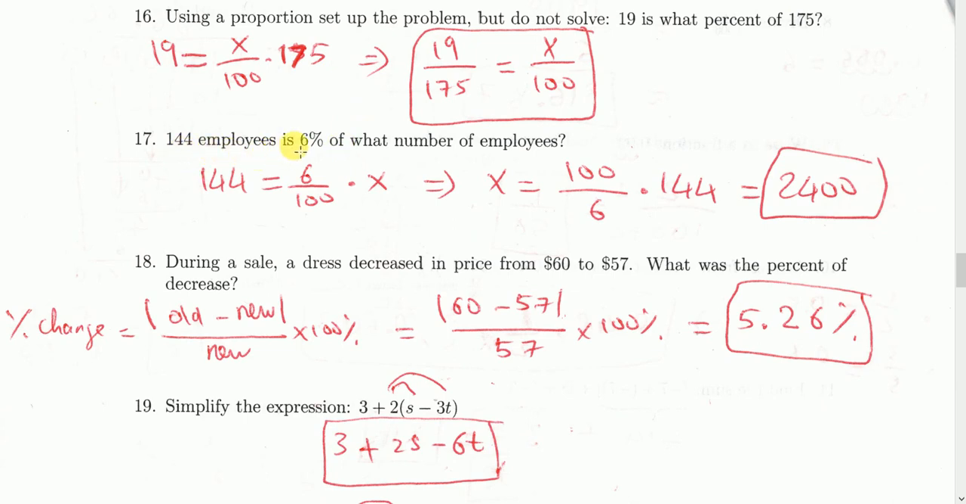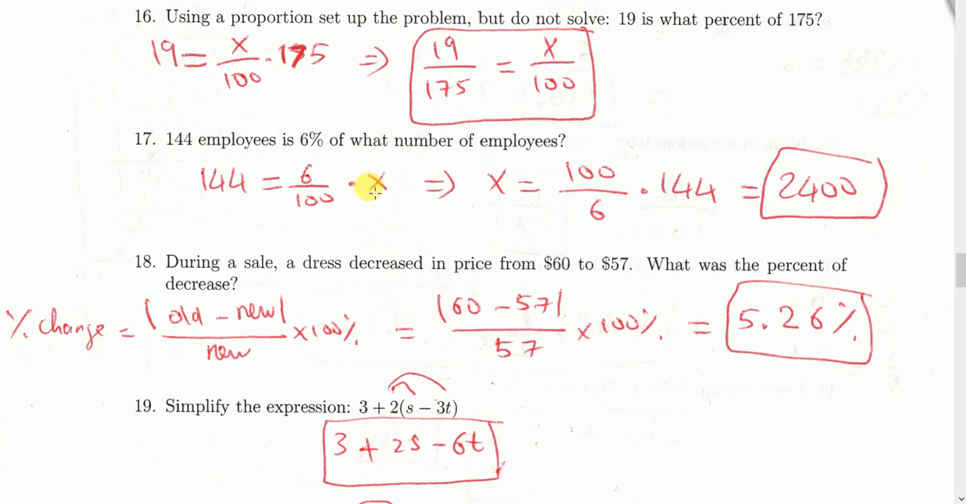Okay. So a similar question. 144 employees is 6% of what number of employees? So 144, you write that 144 again. Is equal to 6%. Percent is per 100, so 6 over 100. Of is multiplication. What number is x? Now you are solving for x.